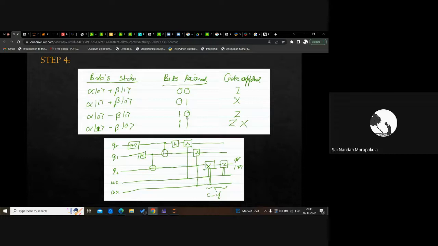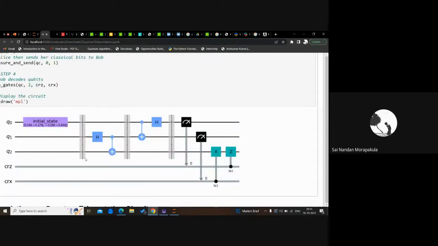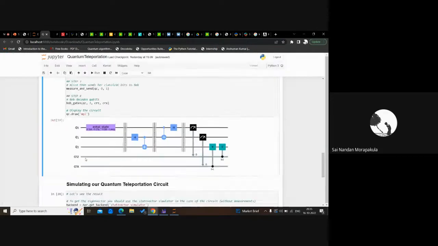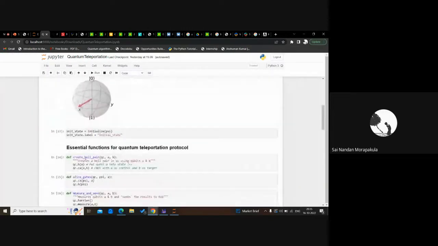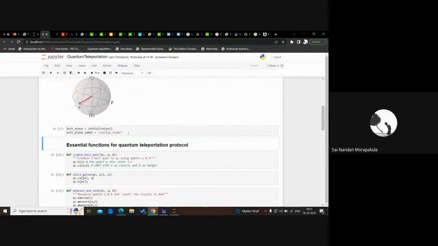Like if it is 1 0, then you will apply a Z gate, and if it is 1 1, then you will apply a Z and X, both of them, to Q2. That is the qubit Bob has. So let me run these, and we will verify whether we are getting the same information or not.